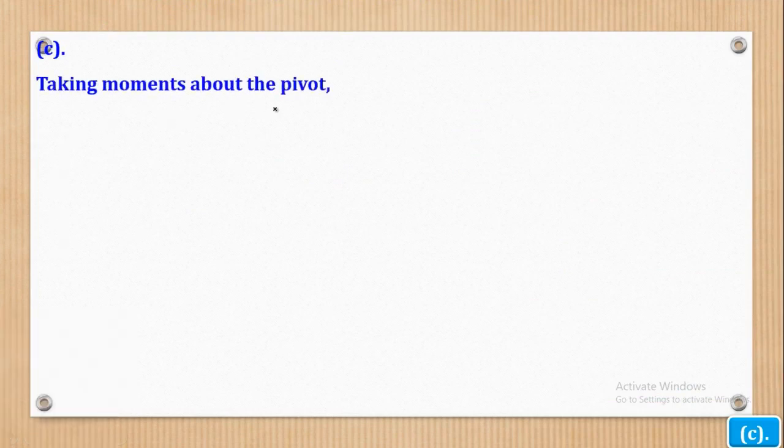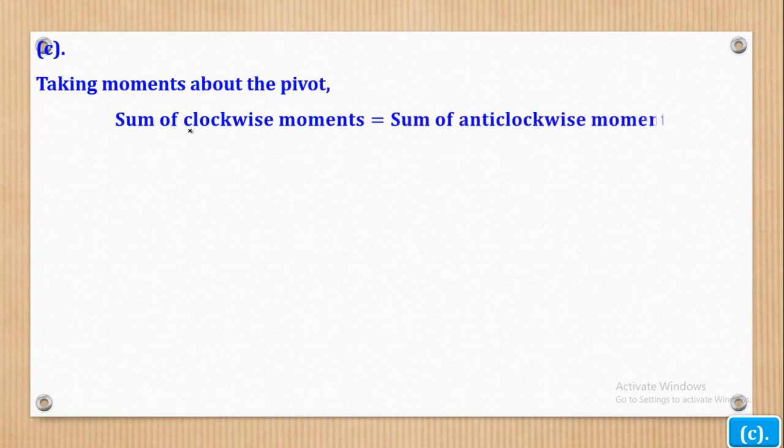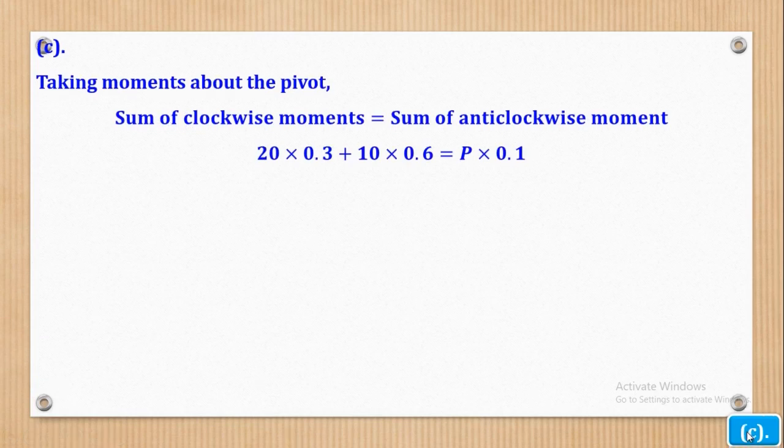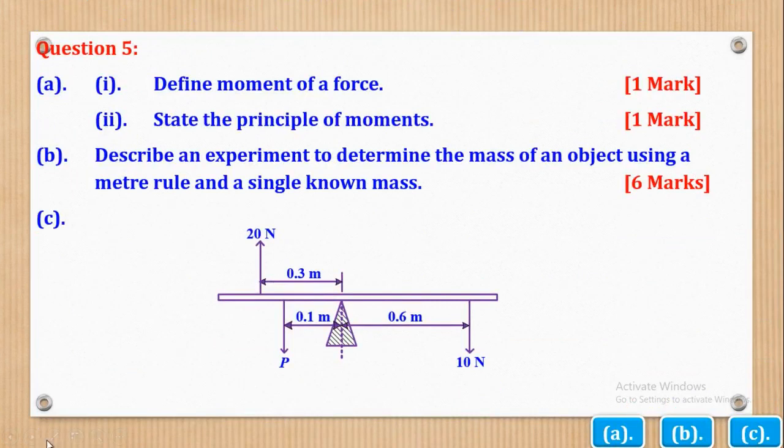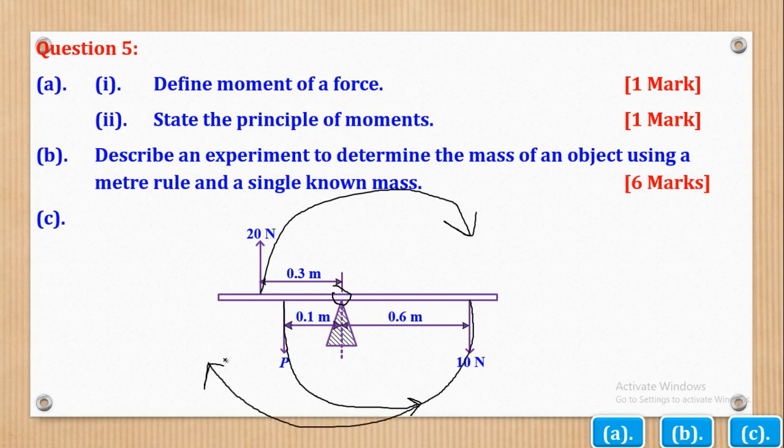So taking moments about the pivot, we shall come up with sum of clockwise moments equal to sum of anti-clockwise moments. So when you go to this diagram, with this as pivot, this force will give you a clockwise moment. What about this one? This one will give you anti-clockwise. What about this one? This one will give you clockwise moment. So clockwise moments there are two, there is 20 and there is 10. Then anti-clockwise there is only P.